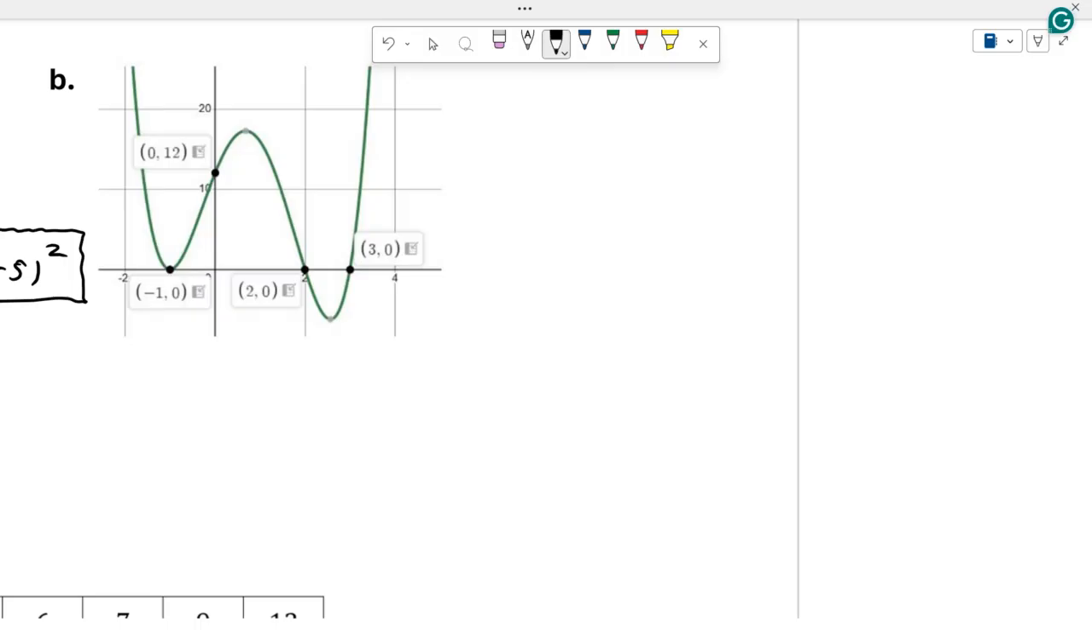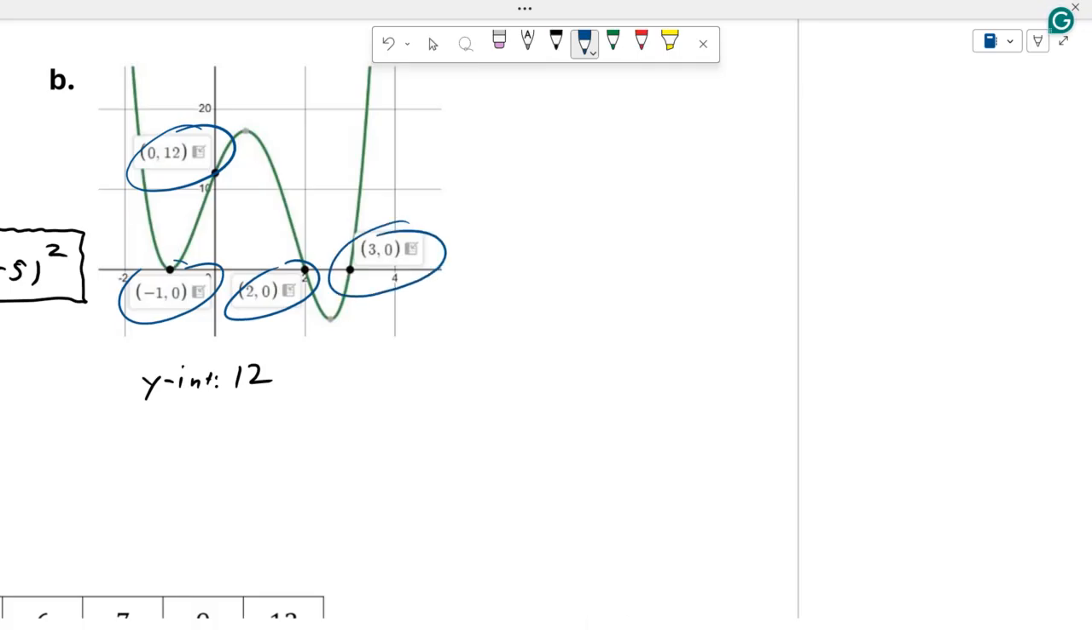So if you take a look at this graph, right off the bat, you can see that they give us the y-intercept, right there. So I'll just make a note of that. So I'll write it down here. So the y-intercept is 12. Okay, good. They also give us all of the x-intercepts.